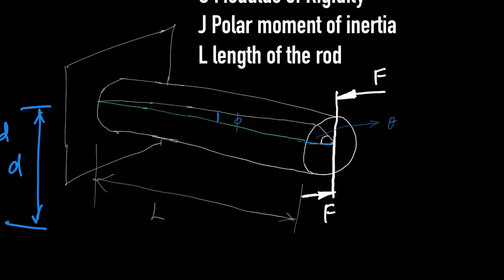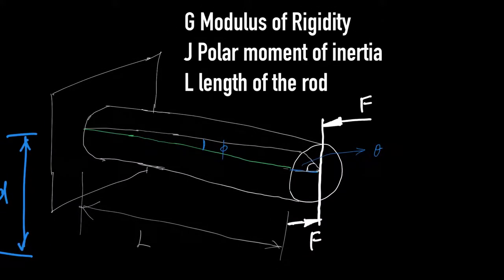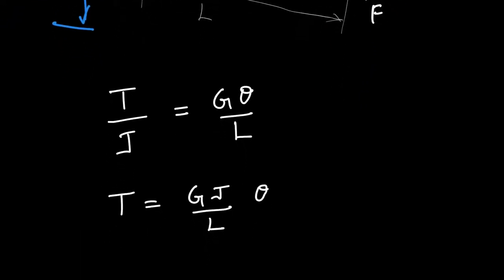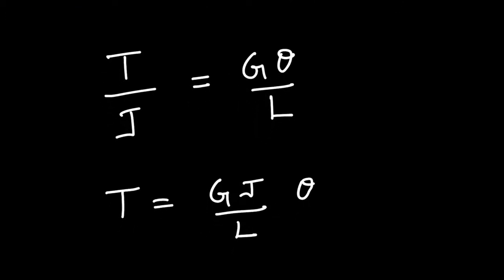Now, I'm not going into the proof of all these things, but let's say G is the shear modulus of rigidity of this particular material, J is the polar moment of inertia, and L is the length of the rod. Then in terms of the torque applied, you need a relation which tells you what will be the angle of twist. So that expression is here. So this is the expression we are looking at.